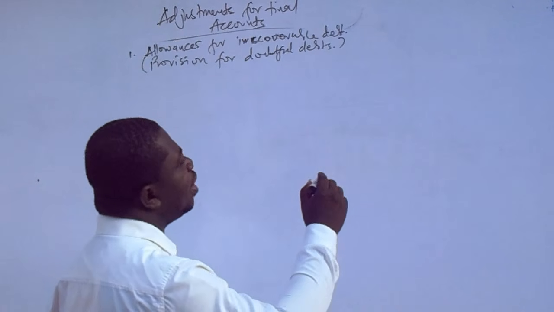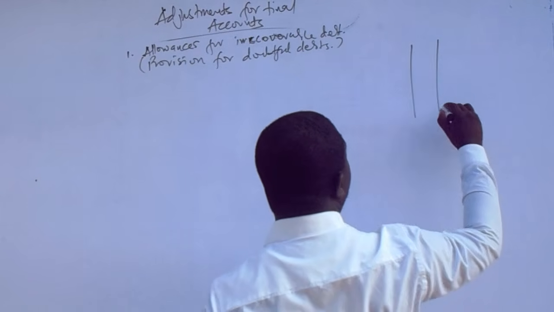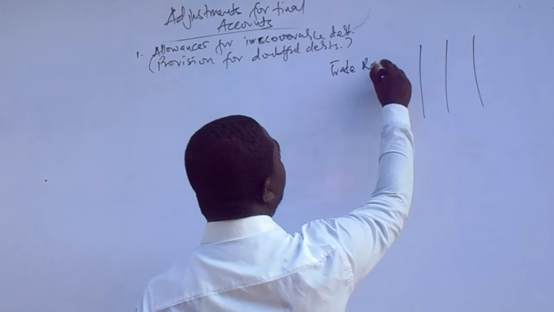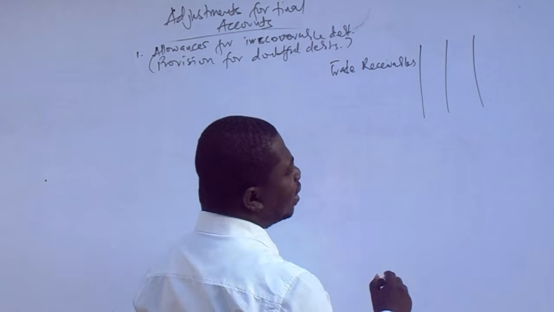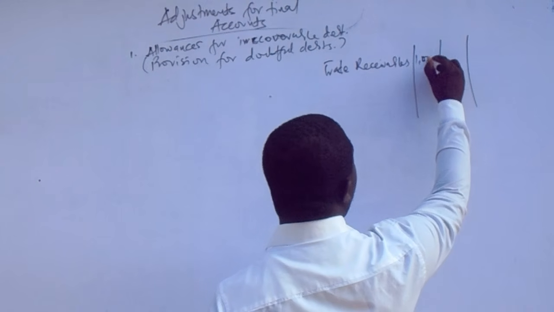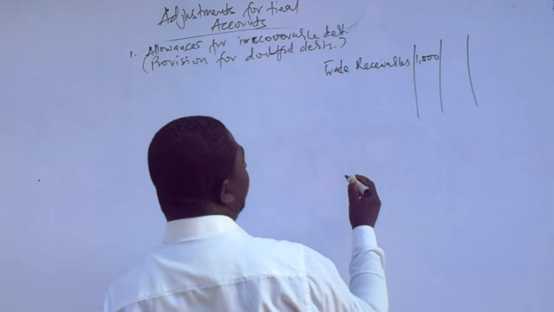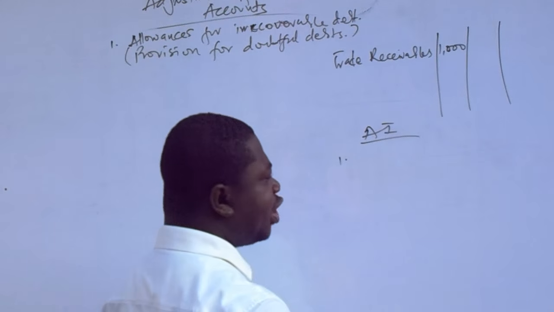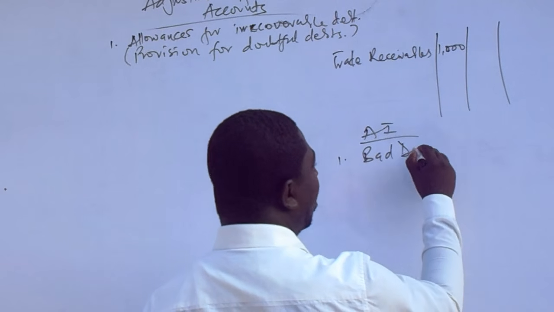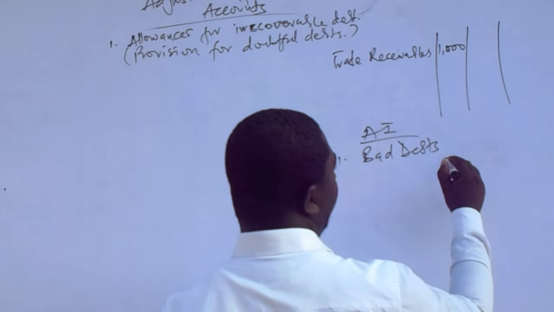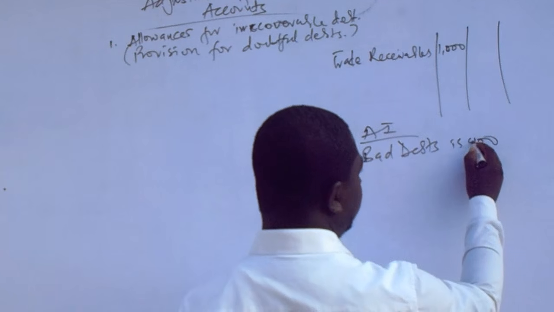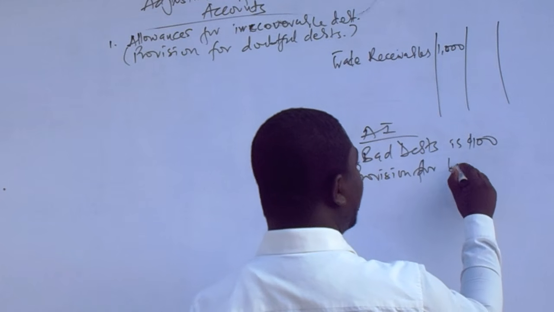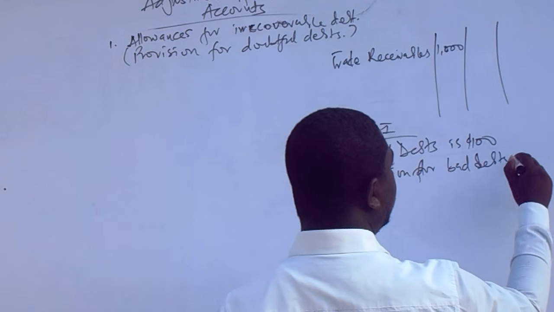And so let me give an example. You have a trial balance where you have a trade receivables or debtors figure of 1,000, and then in the additional information one says that bad debt is 100 cedis, and then provision for the bad debt is 10% on debtors.